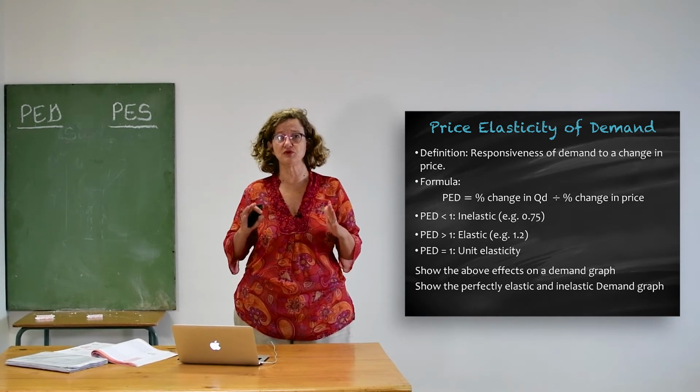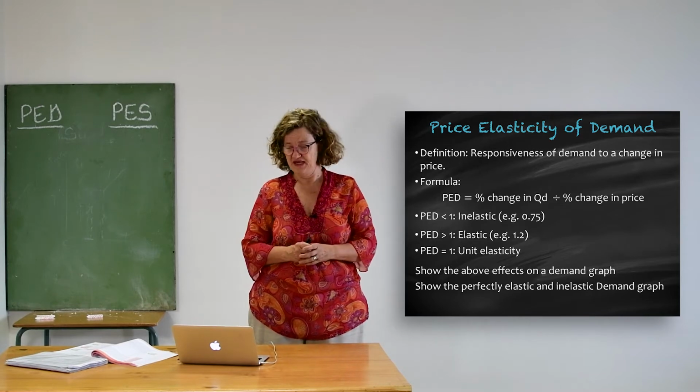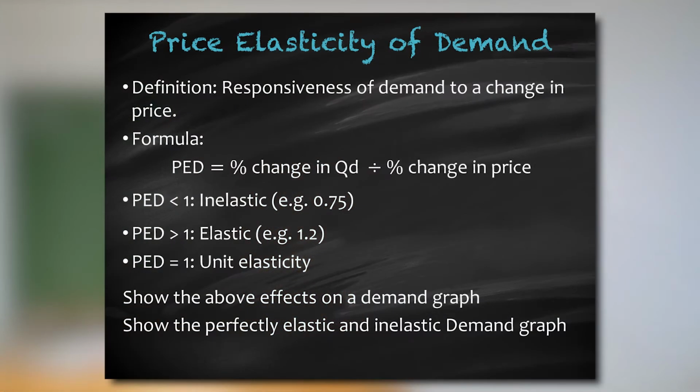Okay, then we start with what is price elasticity of demand. If I must give you a short definition, price elasticity of demand measures the responsiveness of demand to a change in price. That means, if your price changes, by how much will your demand change? Okay, how does one calculate it? You can see on the PowerPoint that you take the percentage change in quantity demanded and you divide it by the percentage change in the price.